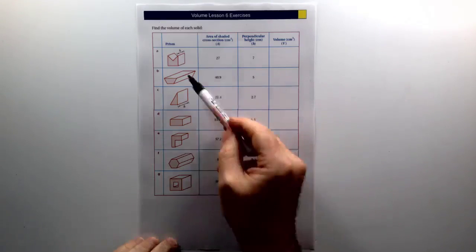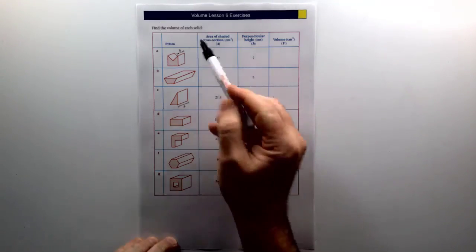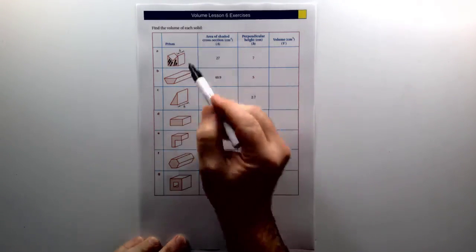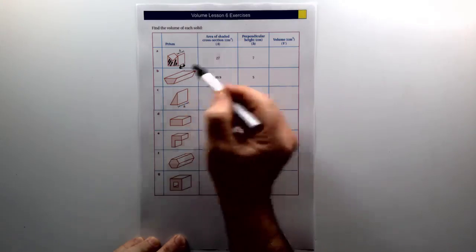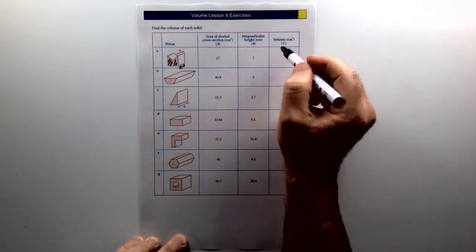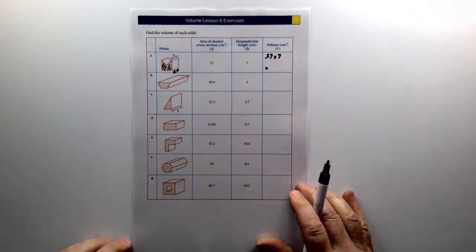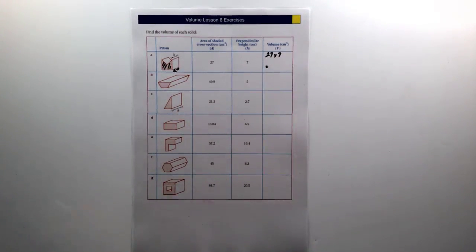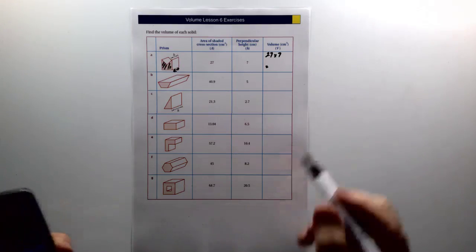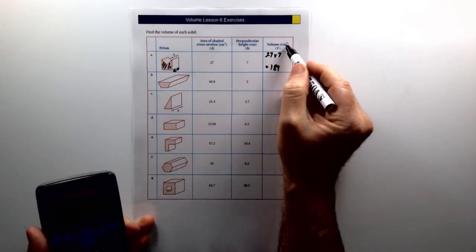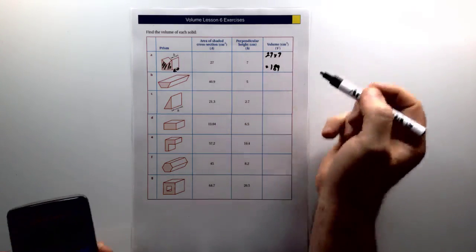Okay, so what we've got in this table is we're told the area, so in this case that shaded area there is 27, and we're told the height, which in this case is 7. So all we need to do is multiply the two things together. Now look, it's safest to do it on your calculator. Again, I could do that in my head, but I'd probably just embarrass myself. So 189. That'll be in cubic centimetres, but because it's in the heading we don't need to write it.